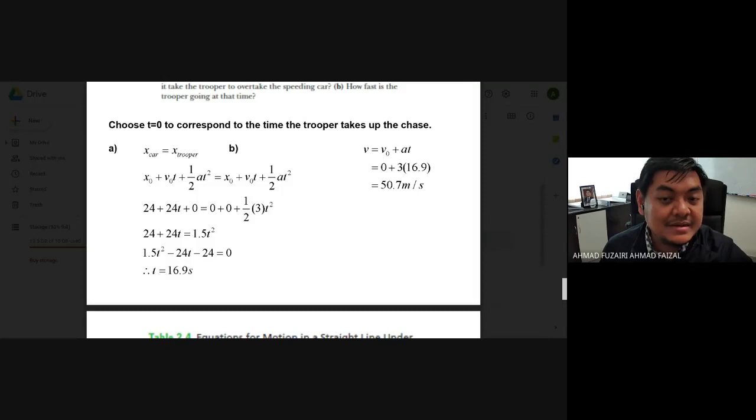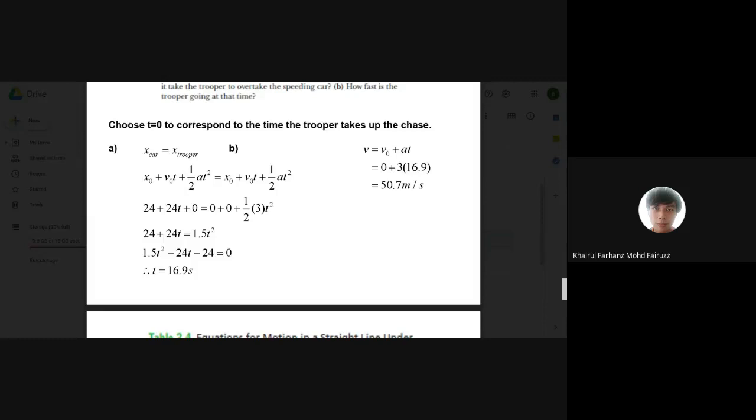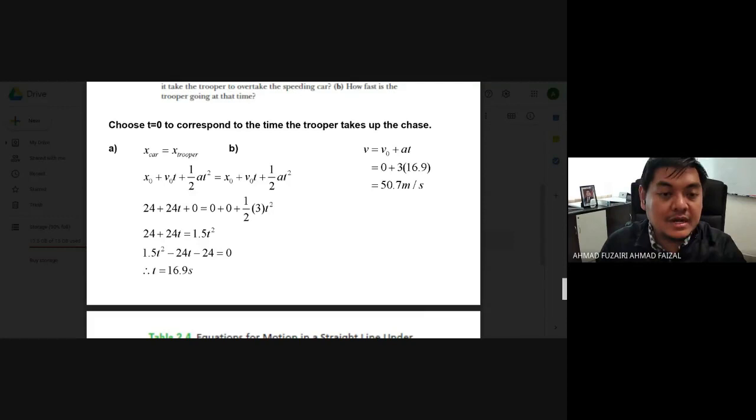15 second, has it overtaken yet? Not yet. Definitely not yet. Because it can only overtake the car when the time is more than 16.9 second. So that is the concept that I want you to grab. Okay, let's say at 17 second, has it overtaken? Yes. 17 has overtaken because it is larger than 16.9 second.